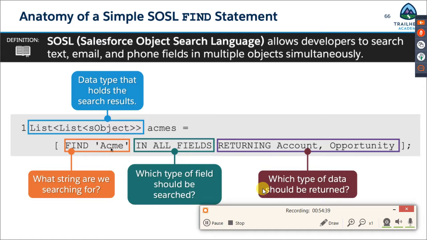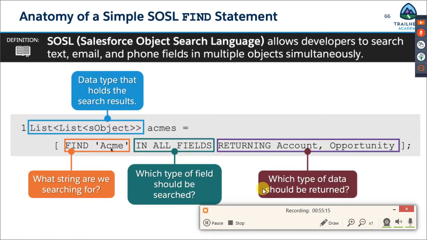You can also do ACME star, so find records with the words that start with the particular prefix. Now, in which fields you want to look, because you can look only in the name fields, or you can look in all fields, or only phone fields, or only email fields. So which fields you want to look for? And that's the green box, in all fields. In which objects you want to look, and that's the purple. Let's suppose that's purple, it's going to look into the account and opportunity.